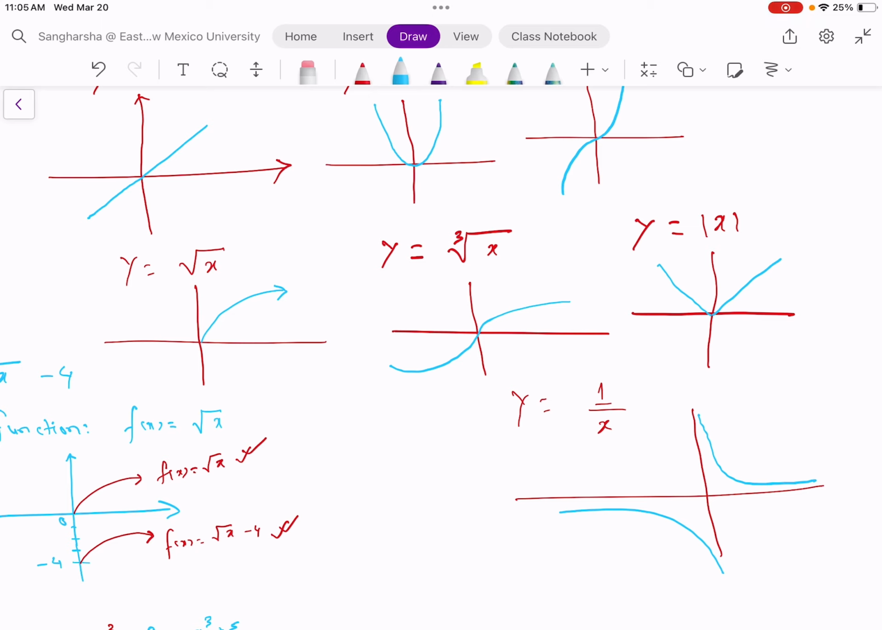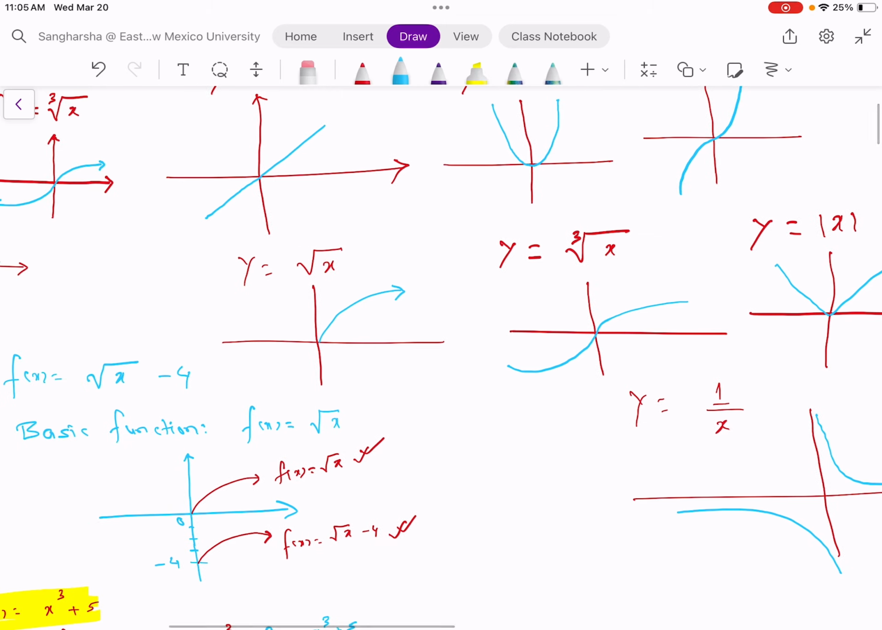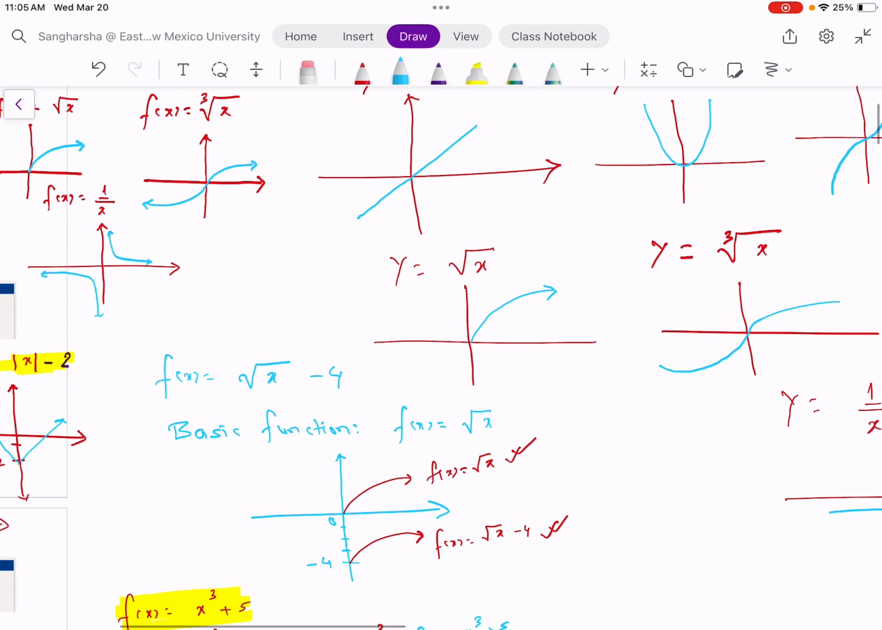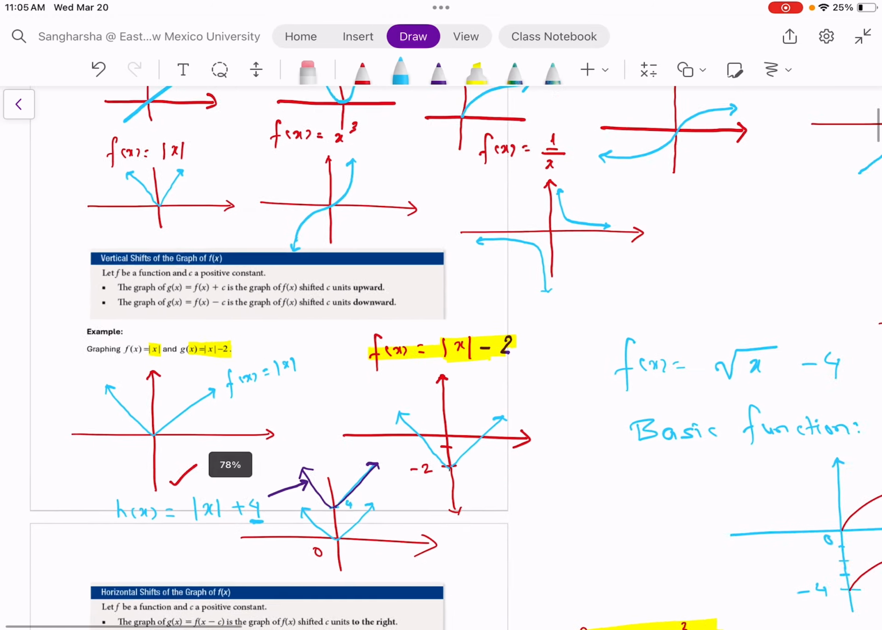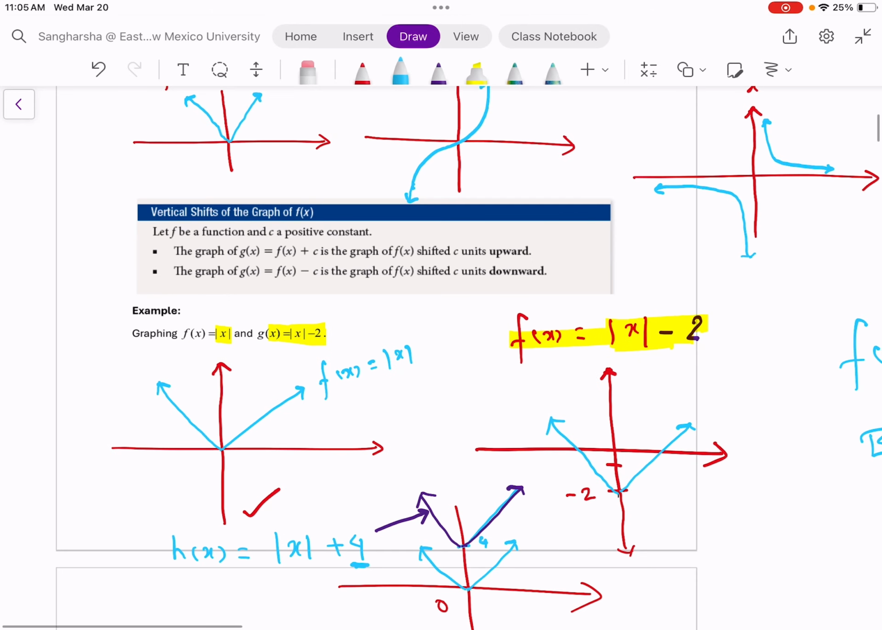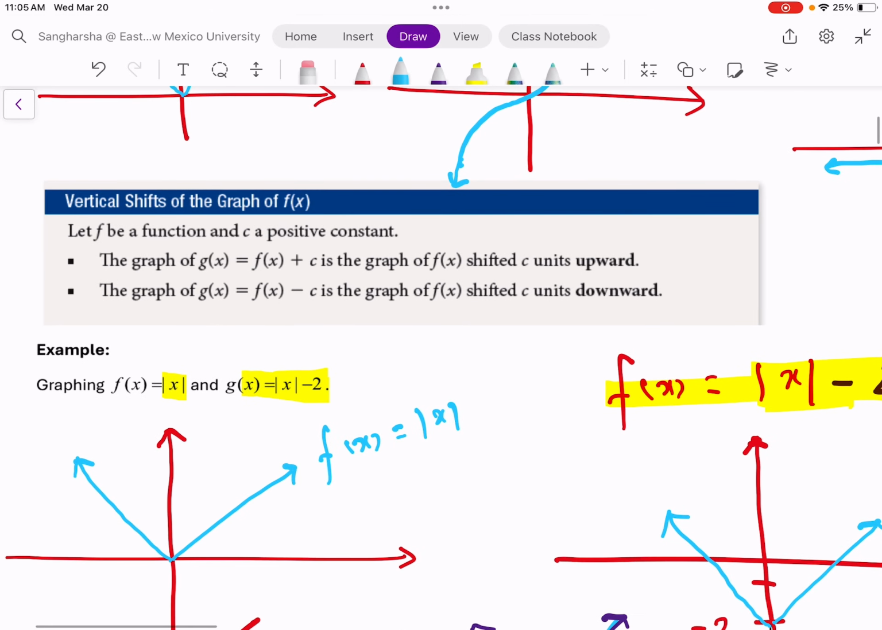Does anyone need a handout? So these are the 7 basic functions, and in this section, with the help of these basic functions and different transformations, we will graph more complex functions. We're going to use these basic function graphs to graph a complex function.